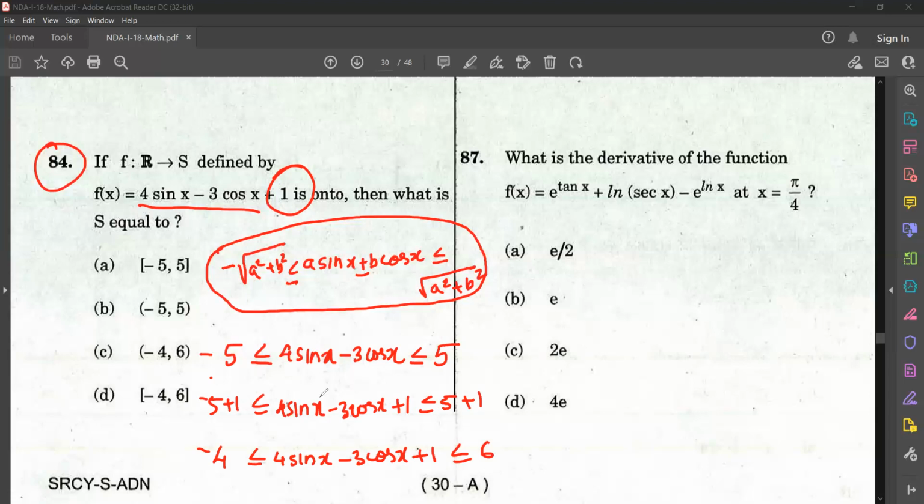So we can write that this function will range from negative 4 to 6. That is negative 4 comma 6. Since this function is onto, the range of the function is negative 4 to 6. That is option D.